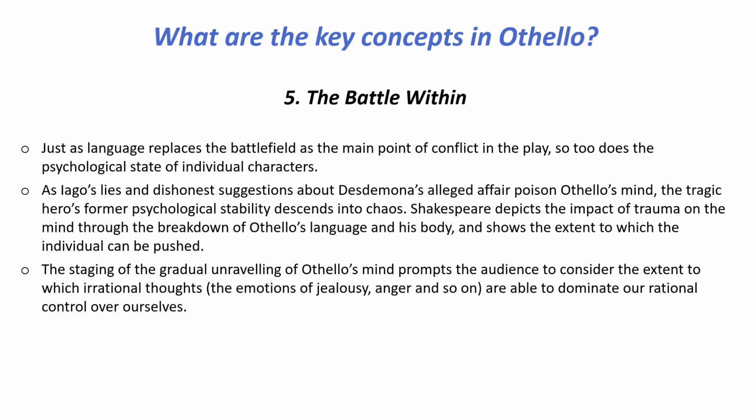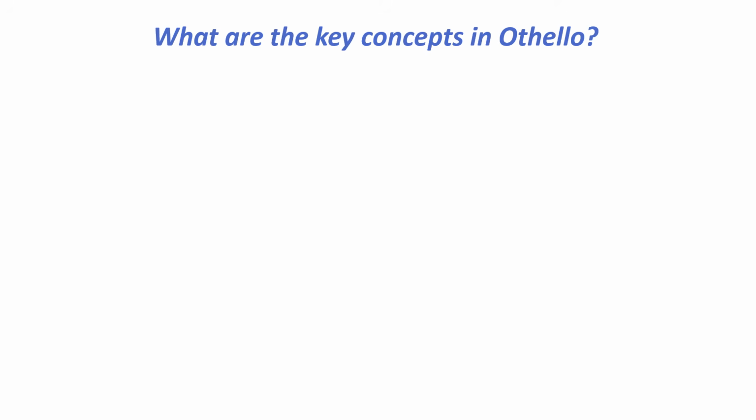And the staging of the gradual unravelling of Othello's mind prompts the audience to consider the extent to which irrational thoughts, so those emotions of jealousy and anger, are able to dominate our rational control of ourselves. And I think we all know how powerful things like jealousy are. You know, there's not necessarily any concrete proof or any rational reason to feel jealous of somebody. However, it can become a little bit overwhelming.